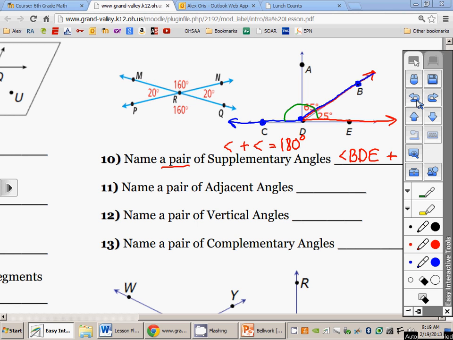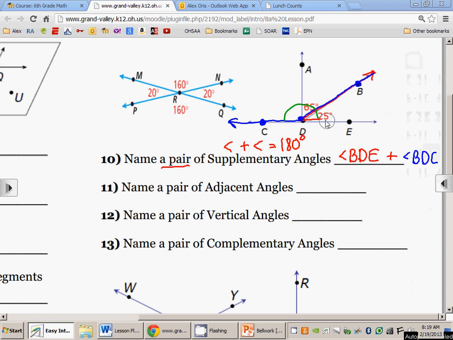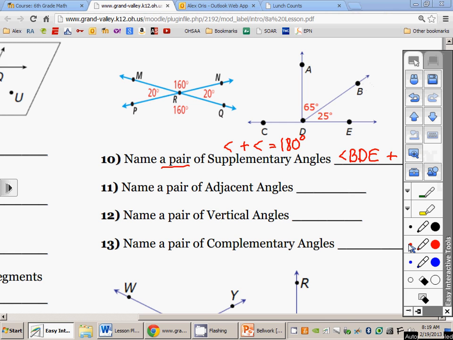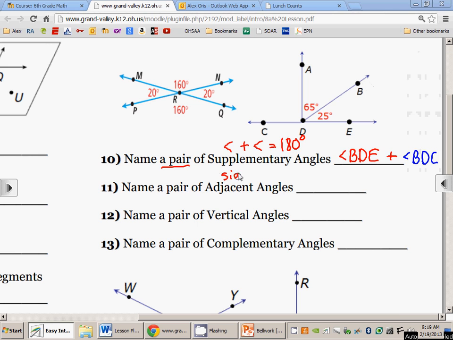Let's look for adjacent angles. There's a bunch of these all over too. The definition's on page 12 of your booklet. Can you read the definition for us? Alex? Angles in the same plane that have a common vertex and a common side. Yes, side or ray. In other words, adjacent, the way I always remember this is we find two angles that are side by side.